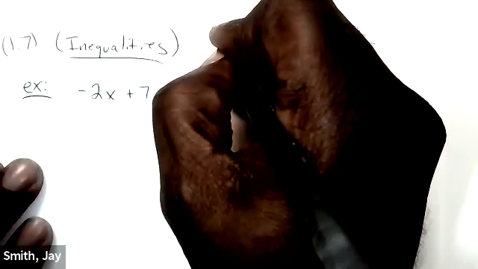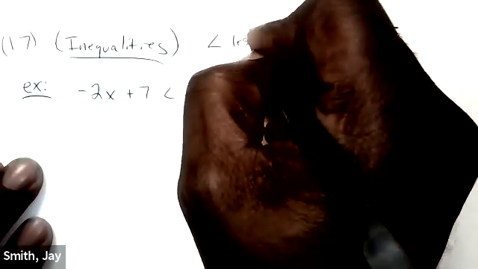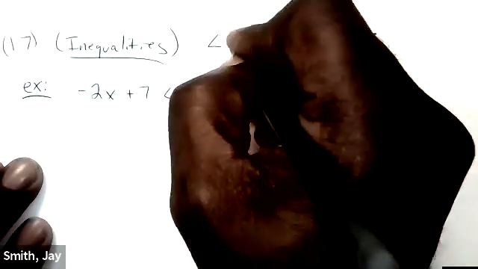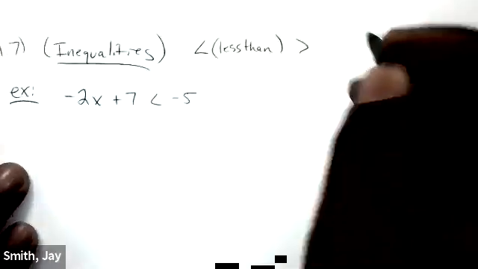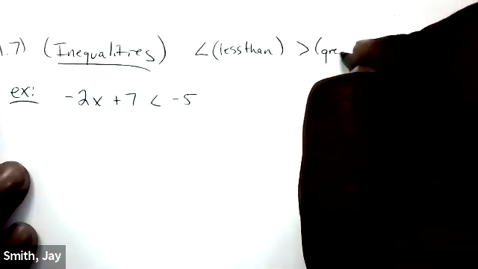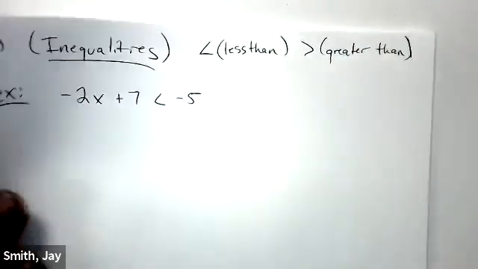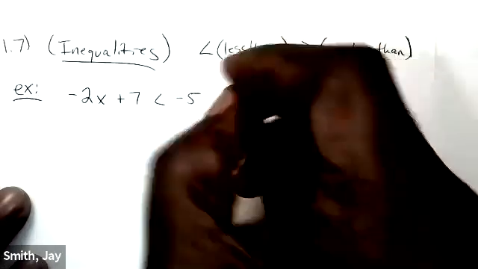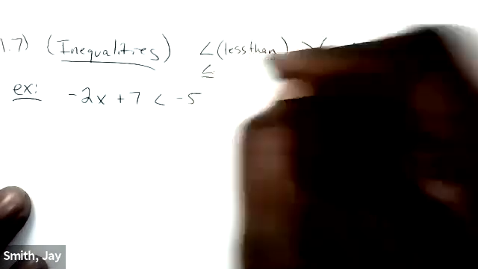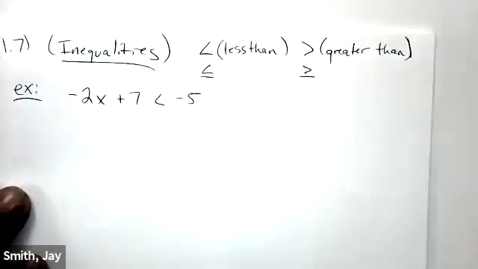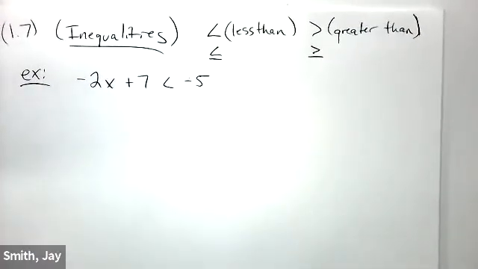Just as a quick reminder, this is less than, greater than, and of course if they have the lines up under them, they'll be the or equal to. So this is less than or equal to, greater than. All right. So the first type of example, linear inequality.